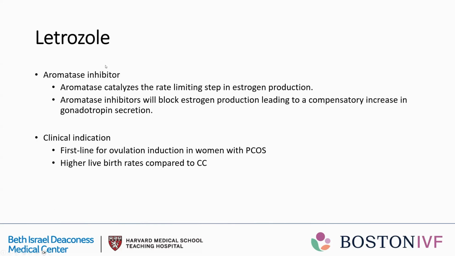Letrozole is the second ovulation induction agent that's available, and letrozole is an aromatase inhibitor. What aromatase does is it catalyzes the rate-limiting step in estrogen production. And so by giving an inhibitor, you're blocking this estrogen production, which will lead to an increase in gonadotropin secretion. Currently, it is the first line for ovulation induction in women with PCOS because of the higher live birth rates that were found compared to Clomid. And I'll bring up the study that showed this in a second.